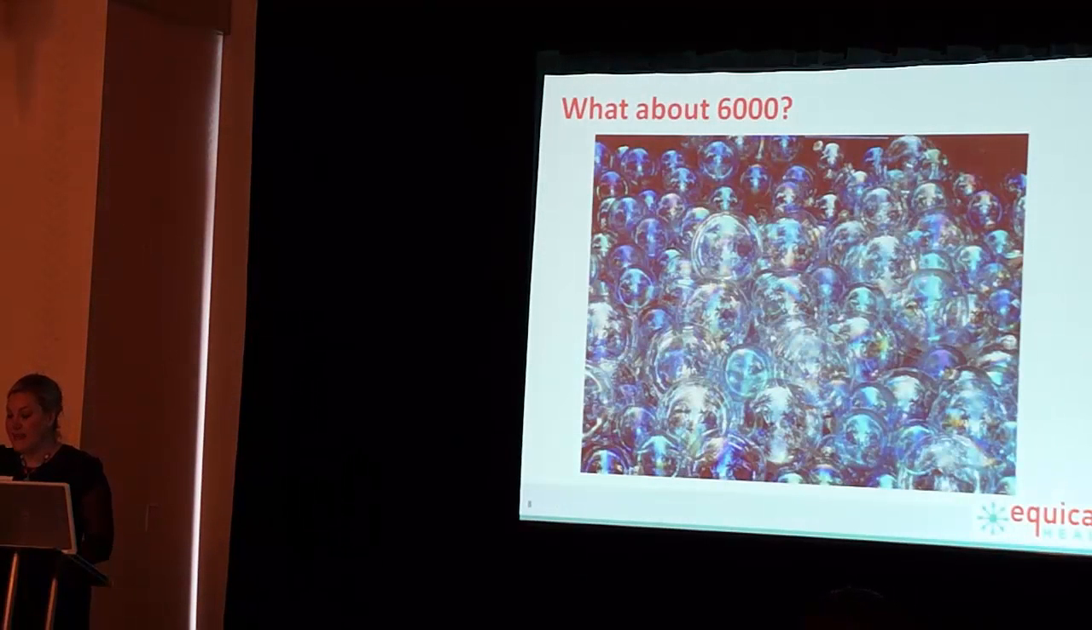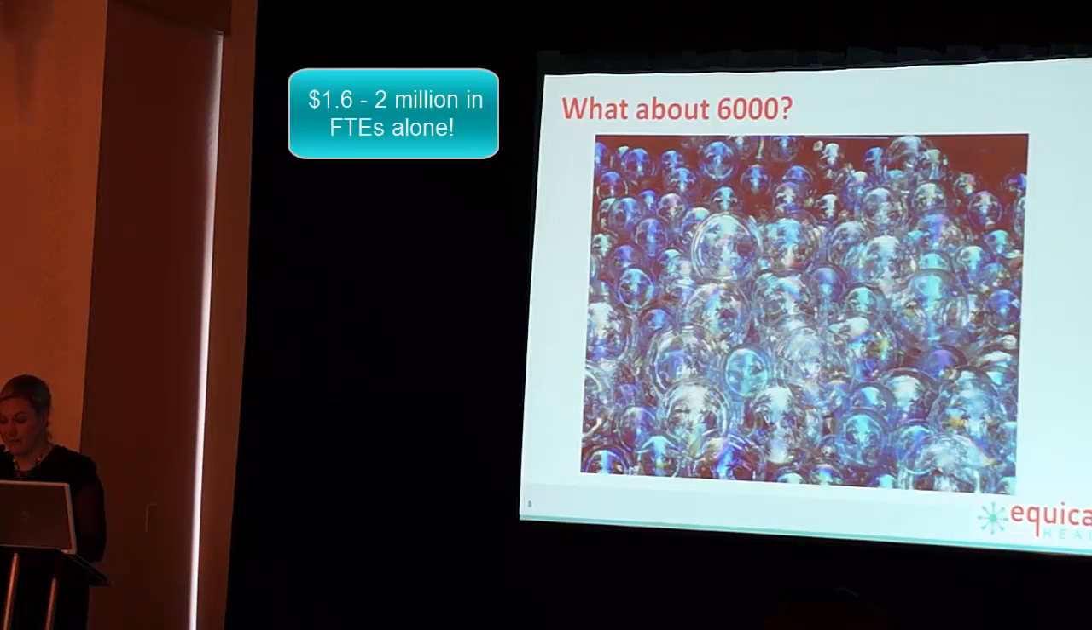So now what about a system that takes on 6,000 new patients a year? If this were my system and Margaret were my navigator with her octopus arms, I'd need about 20 navigators. That means I'd be expending anywhere between $1.6 and $2 million a year just in FTEs alone.